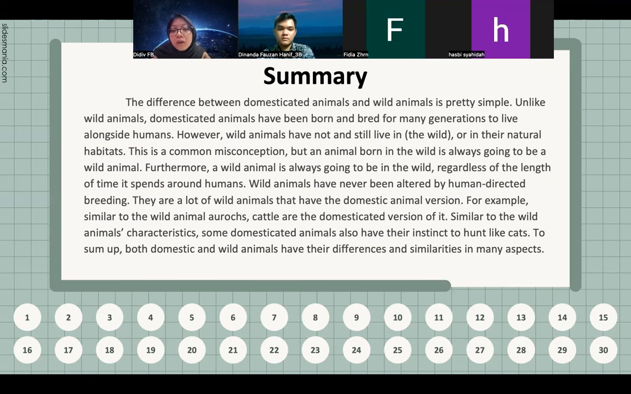There are a lot of wild animals that have domestic animal versions. For example, similar to the wild animal aurochs, cattle are the domestic version of it. Similar to the wild animal, some domestic animals also have the instinct to hunt, like cats. To sum up, both domestic and wild animals have their differences and similarities in many aspects.